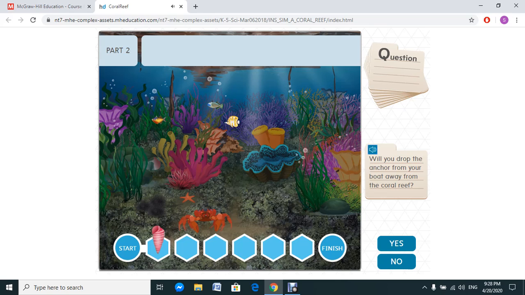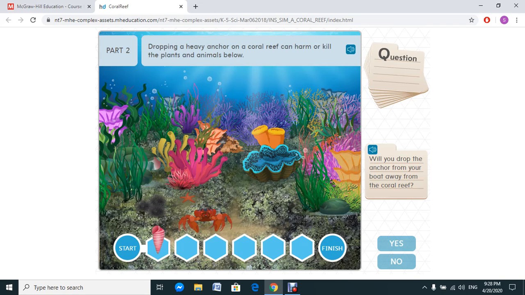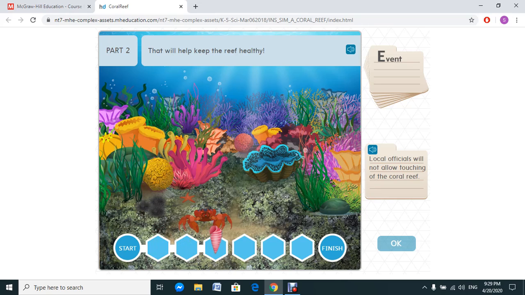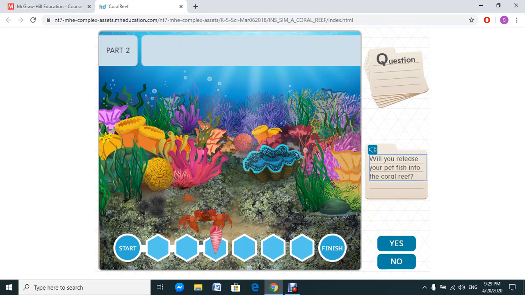Yes, so would you drop things from your boat when you are above the coral reef? This will destroy the coral reef, so absolutely no. Okay. Event. Yes, so there are special people who will not allow other people to touch the coral reef. They will protect the coral reef. So this is a good thing that people can do. As you see here, yes, our shell moved more. That means we're doing good things.